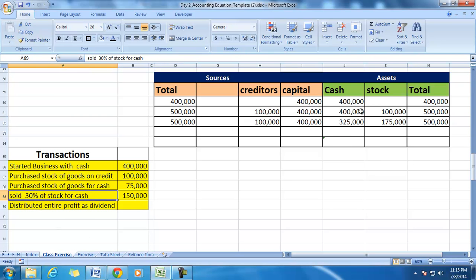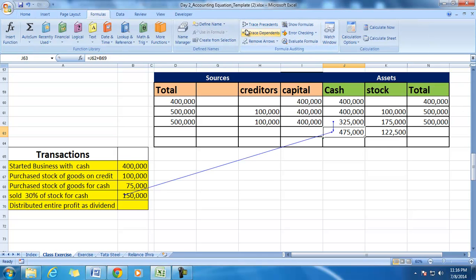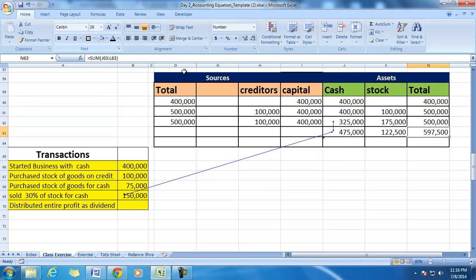Now, sold 30% of the stock. We have 325,000. So sold 30% of the stock, so 70% of the stock will be there after this transaction. There is an increase in the cash to the extent of the sale, and the sale is 150,000. So the change in the composition is there along with the change in the total. No change in the capital, no change in the creditor.